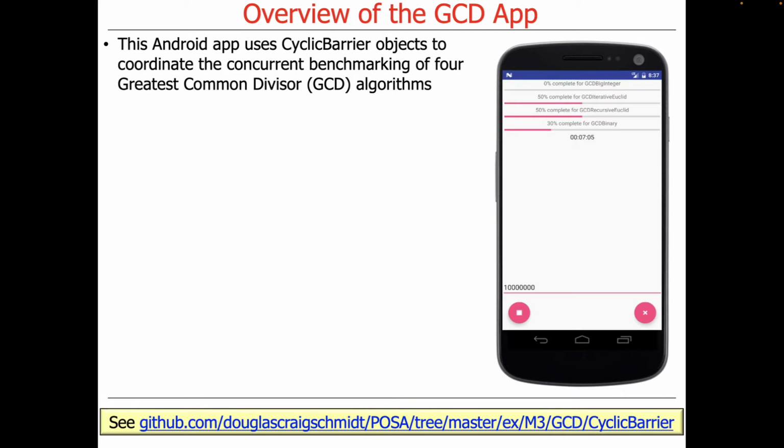This particular example, of course, is going to use CyclicBarrier objects to coordinate the concurrent benchmarking of four greatest common divisor, or GCD, algorithms. If you download this code and run the example, you'll see what it does. It has four different versions: a GCD iterative Euclid algorithm implementation, a GCD recursive Euclid algorithm implementation, the GCD method that's built into the Java integer class, and some wacky one that involves binary operations, which is completely insane.